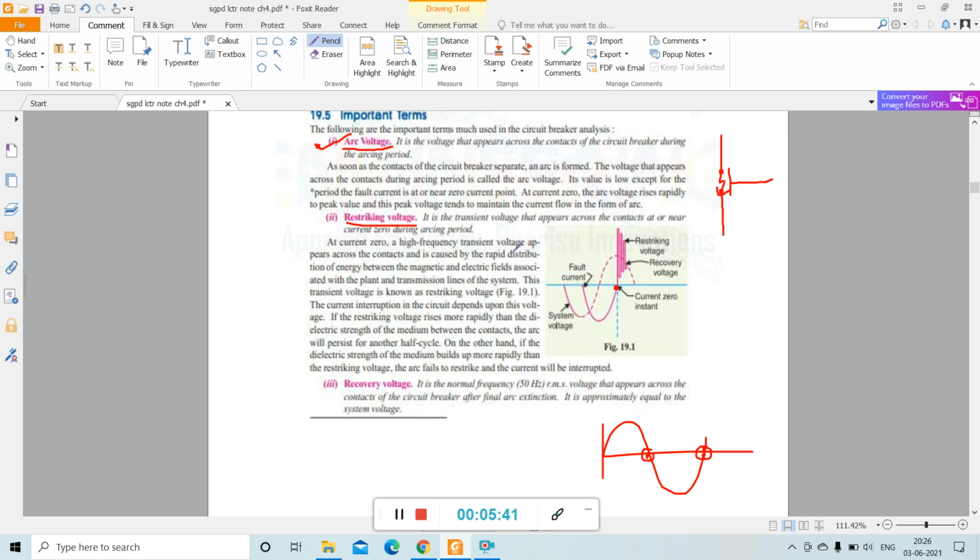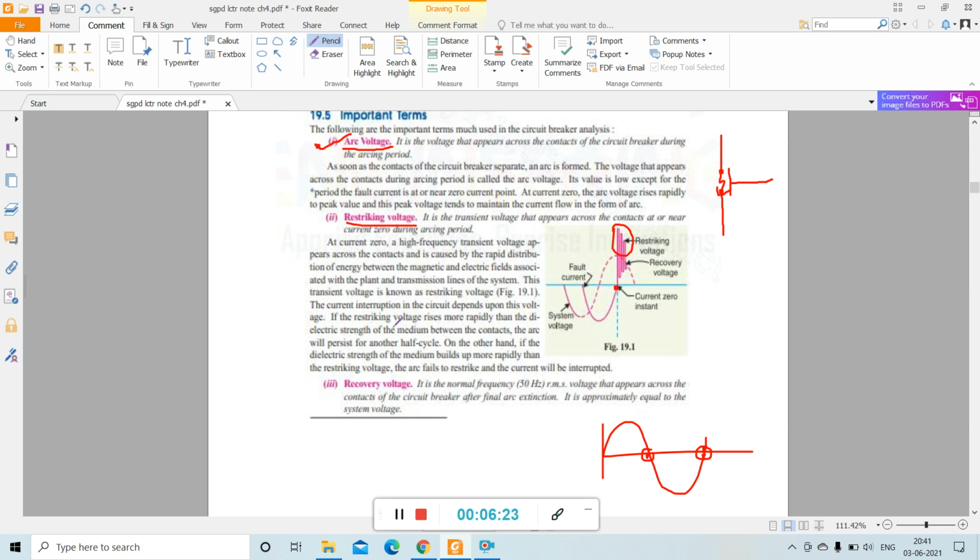A high frequency transient voltage appears across the contacts at the current zero position. It is caused by rapid distribution of energy between the magnetic and electric fields associated with the plants and transmission lines of the system. This part is the transient voltage, and this transient voltage is known as restriking voltage.